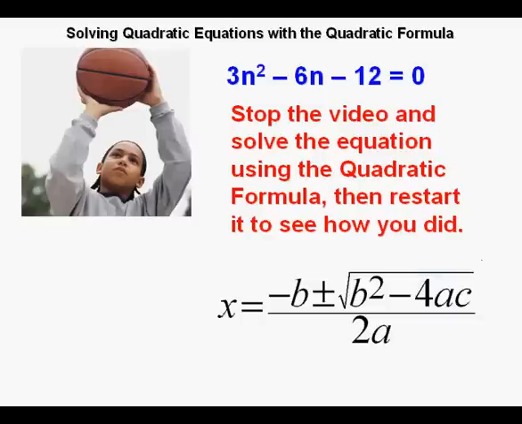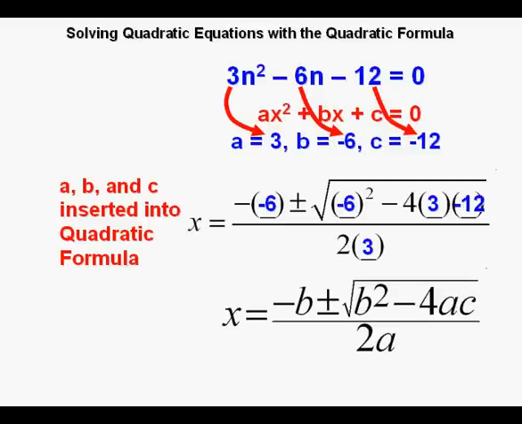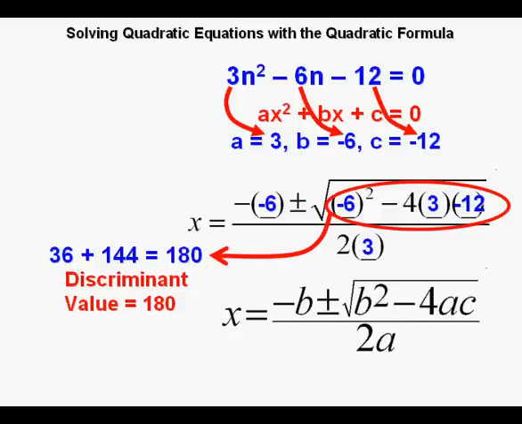The first thing we notice is that the equation is already in standard form. We identify a, b, and c from the standard form of a quadratic equation. The next thing we do is put the numbers into parentheses for each of these numbers. We check out the value of the discriminant. It simplifies to 36 plus 144 or 180. So this equation has two real solutions.